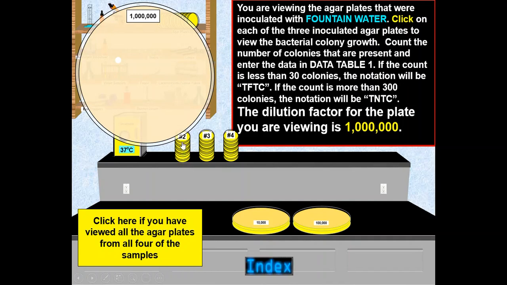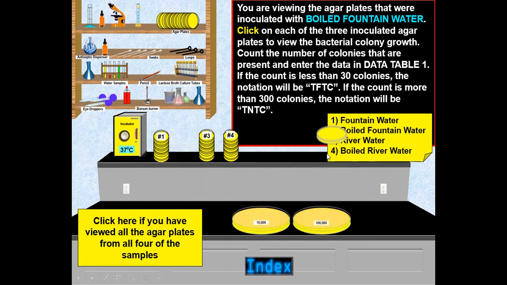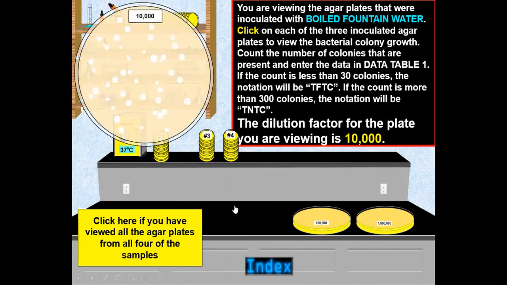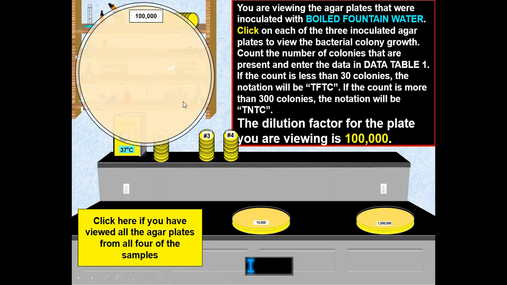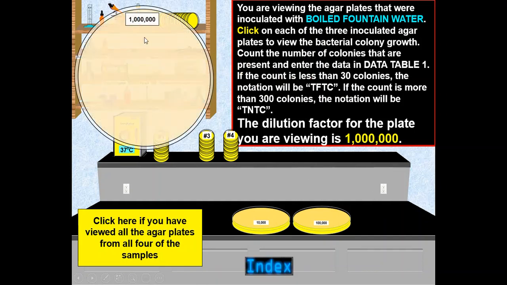So for the second plates, which is boiled fountain water. For the 10,000 plates, there are many bacteria. So this is the 100,000. The number of bacteria slowly decreases. And lastly, 1 million. There is no bacteria found.